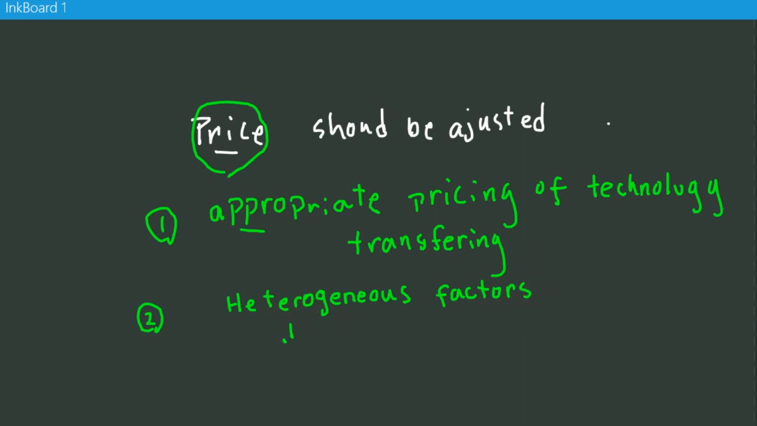Heterogeneous means the difference. The difference of culture, social, political, which contain all heterogeneous factors. The heterogeneous factors included in accompanying technology transfer by licensing contract should be adjusted to local. It should be modified or amended to suit local. Okay, that's the same.